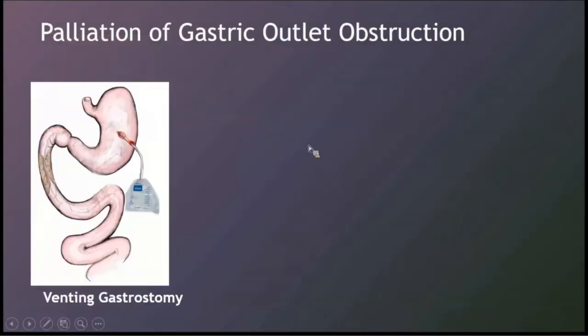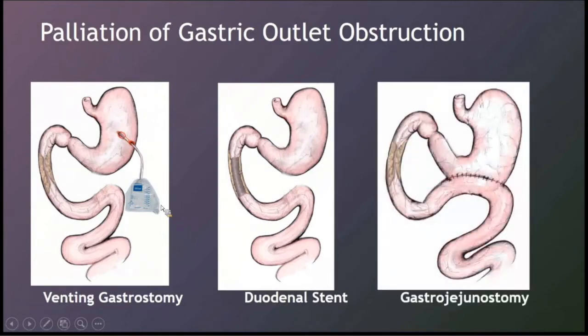So there are three ways to palliate gastric outlet obstruction. In some of the later stage patients, we'll do a venting gastrostomy. It's basically a big PEG tube. But instead of using it to feed, you use it to vent or to drain. So we'll see this in some of our more terminal patients, metastatic ovarian cancer, refractory pancreas cancer.